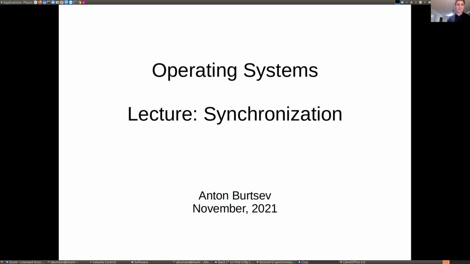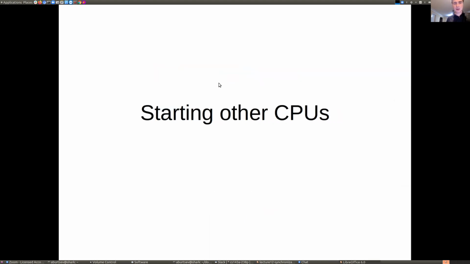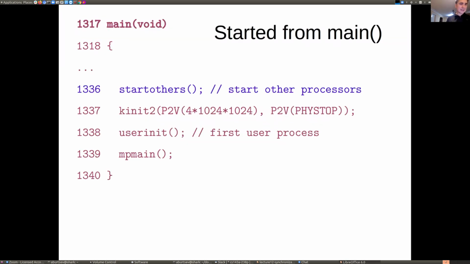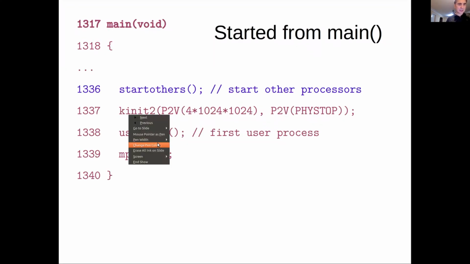Yeah, okay, thank you. Okay, so what is synchronization? First of all, let's quickly understand how we are starting other CPUs, right? After all, remember, we always were talking about one CPU, but I was mentioning that the scheduler is running on each CPU and stuff like that. The question is, how do we start them? Inside main, there was this function called start others, which is responsible for waking up other CPUs.